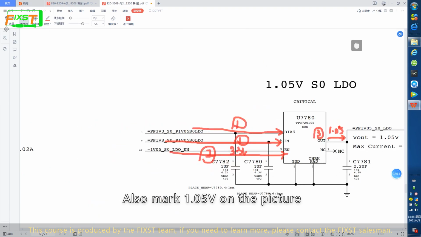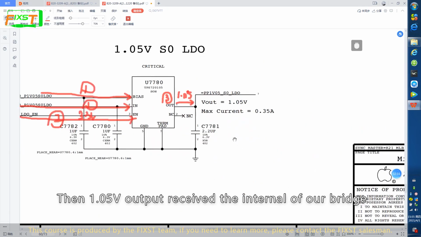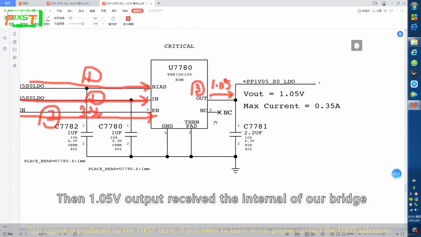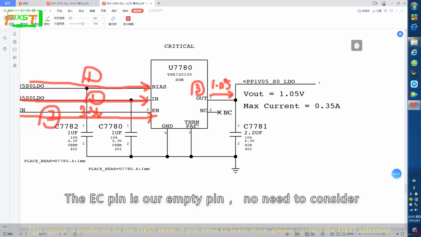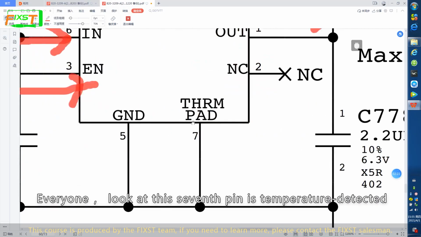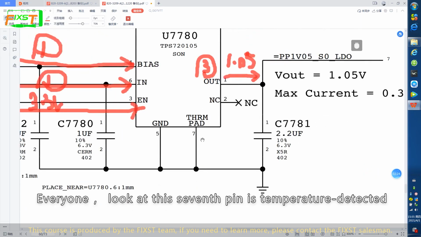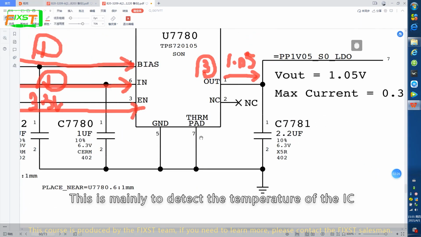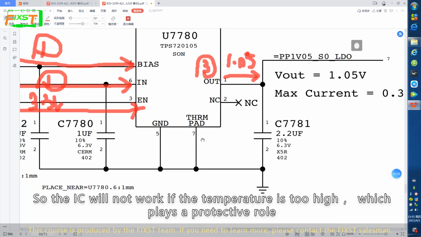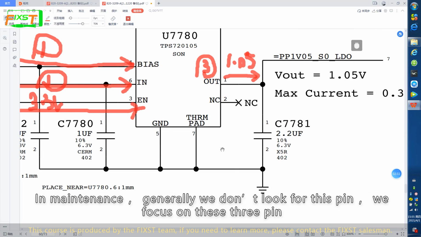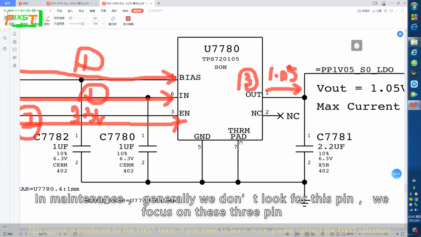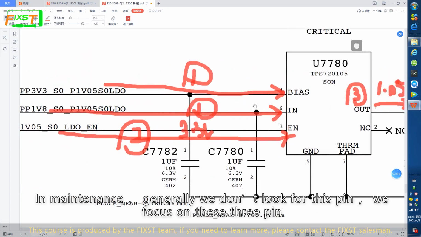Then the 1.05 volt output goes to the internal part of our bridge. The EC pin is our anti pin, no need to consider. Everyone, look at this 7 pin, it is the temperature detect. This is mainly to detect the temperature of the IC, so the IC will not work if the temperature is too high, which plays a protective role. In maintenance, generally we don't look for this pin, we focus on these 3 pins.